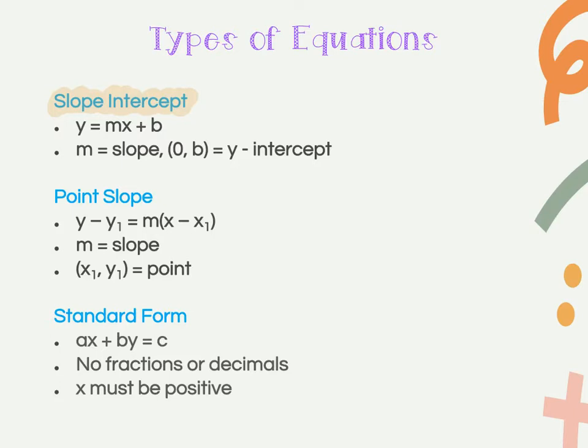Yeah. So the m is your slope, which is how steep your line is. 0, b is your y-intercept. So the intercept, and you'll see it on WebAssign 2, it will be in coordinate point form like that, (0, b).